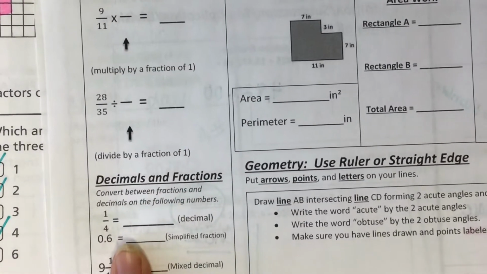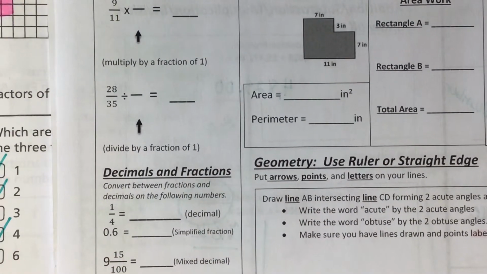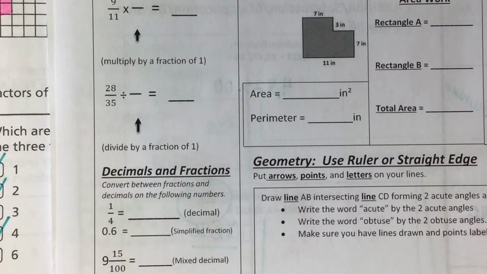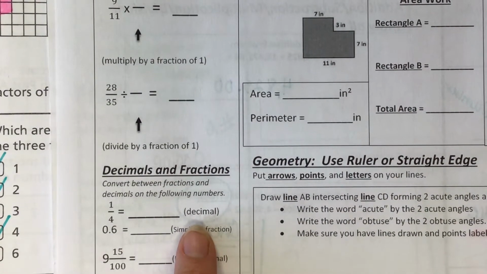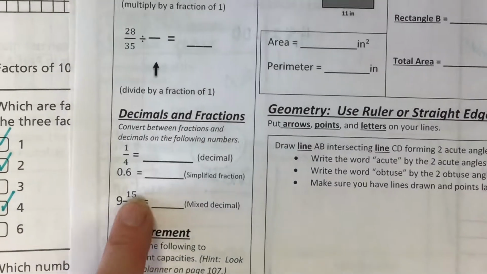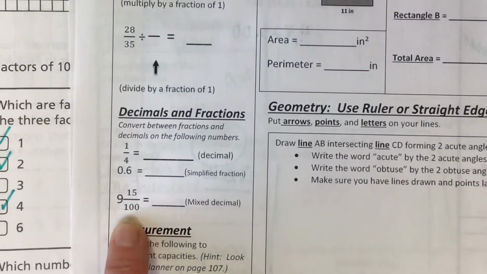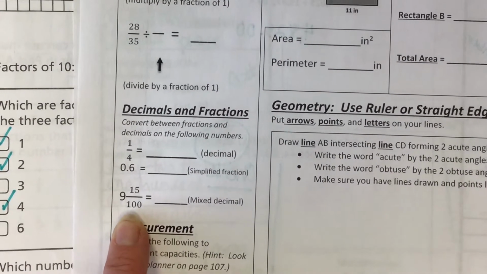Okay, decimals and fractions. We said these two fractions are synonyms. So what is the value of that? You should be able to look back on last week's spiral and get that. This is 6/10. This is 9 and 1500ths. You should know how to write those as decimals.